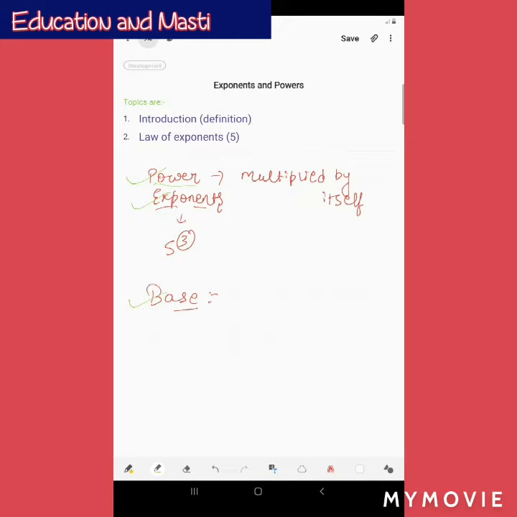So now let's begin with the chapter. I hope you have understood about this. Now let's start with the chapter. What is this actually, this exponents? For that let's solve an example.